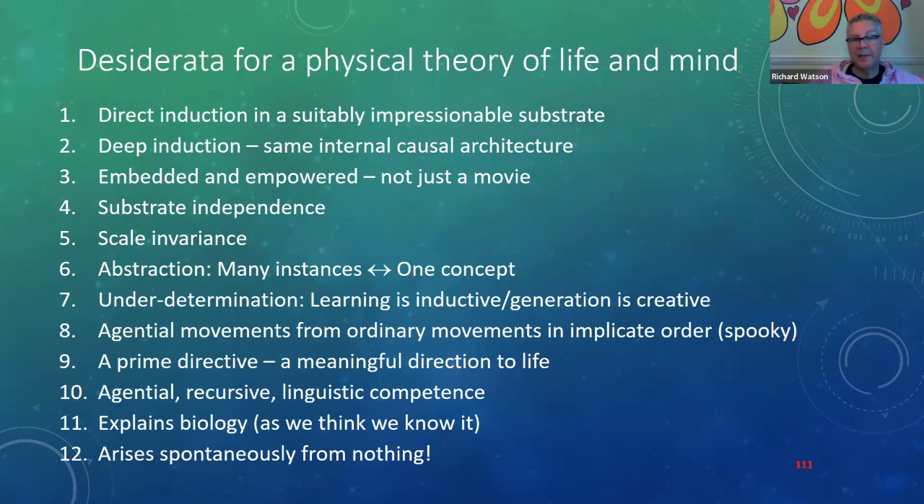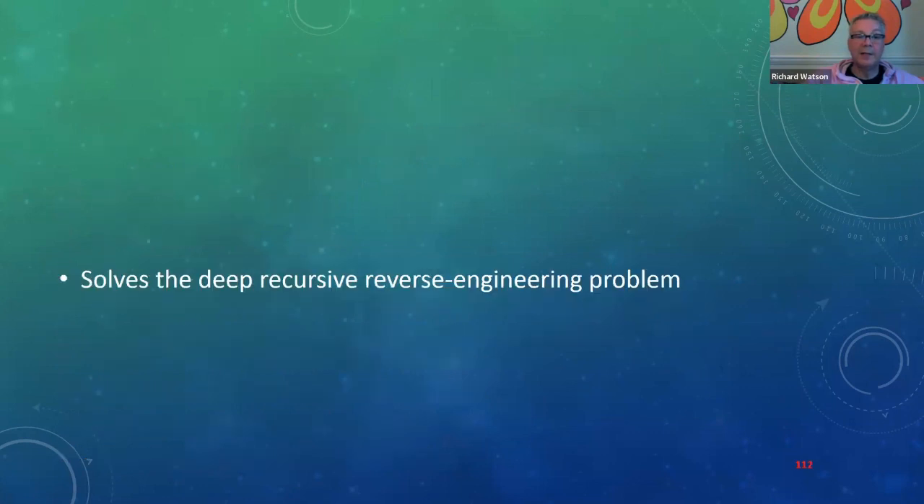It has a prime directive that makes sense to us, a meaningful direction to life. It's recursive linguistic competence that's actually agential. It explains biology as we think we know it, and it arises spontaneously from nothing. That's what's needed to solve the deep recursive reverse engineering problem. And that's the conclusion to the introduction.